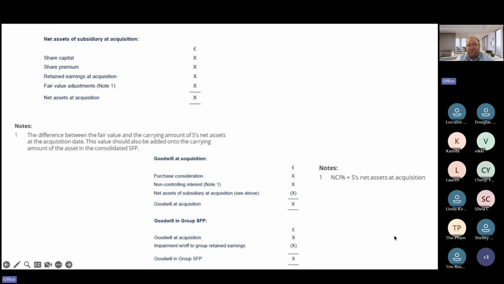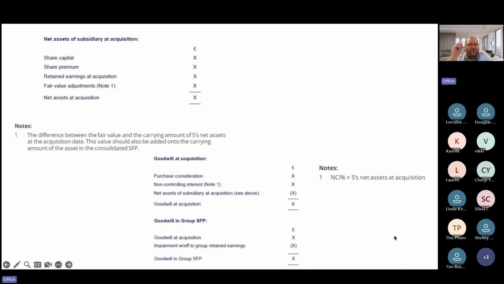And the value should be added on to the carrying amount of the assets in the consolidated statement of financial position. So that's almost you saying the fair value of our office building, for example, is £2 million, but the carrying amount is only 1.5. So you're going to have a fair value adjustment of £500,000 because you're saying that the fair value of the property is £500,000 more than the carrying amount. So you're going to add that value into the consolidated statement of financial position.